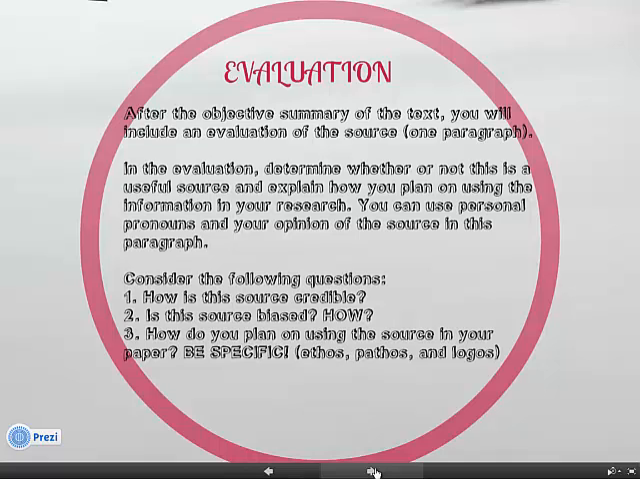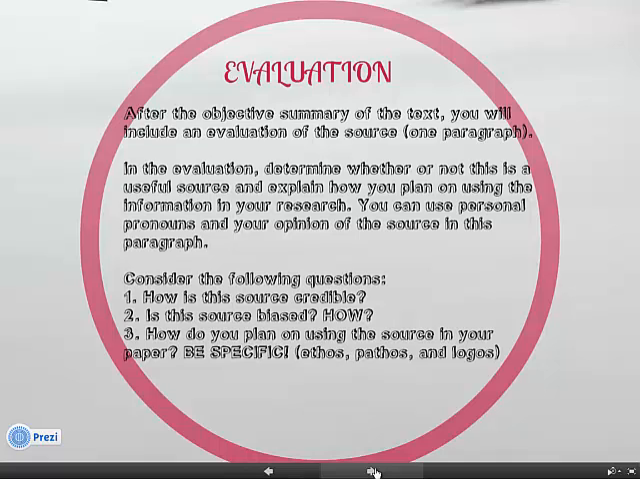So hopefully when you're reading your article, you're thinking about ethos, pathos, and logos, and how the author is appealing to their credibility, our emotions as the audience, and our logic, or including facts or data.